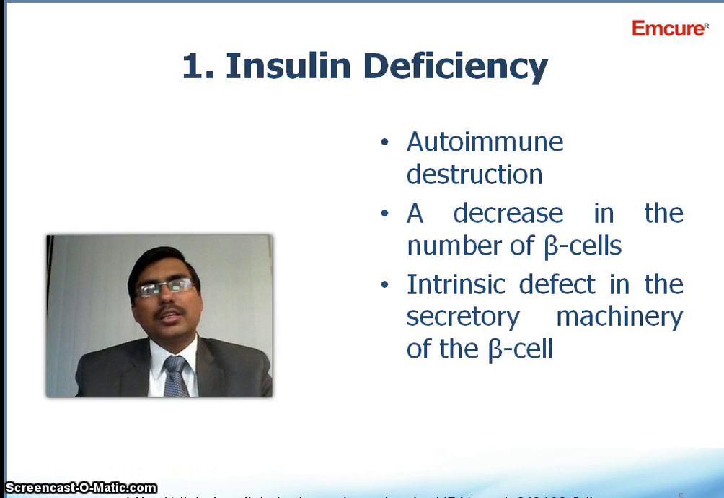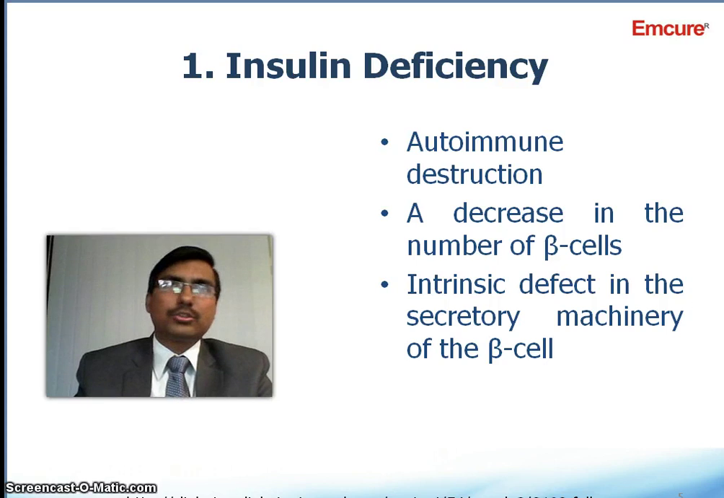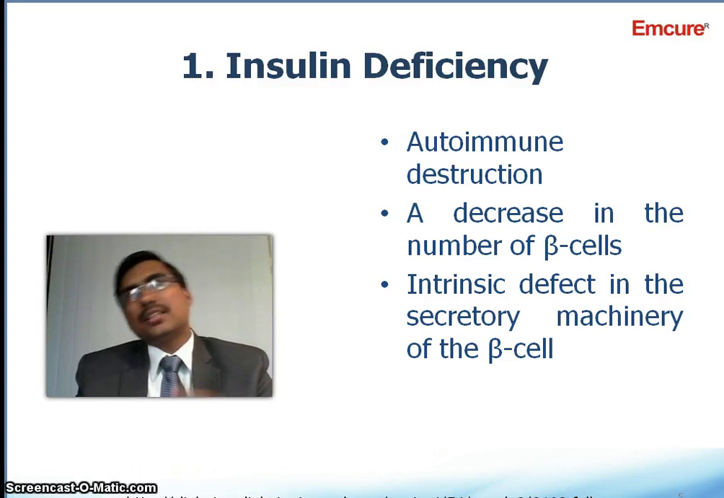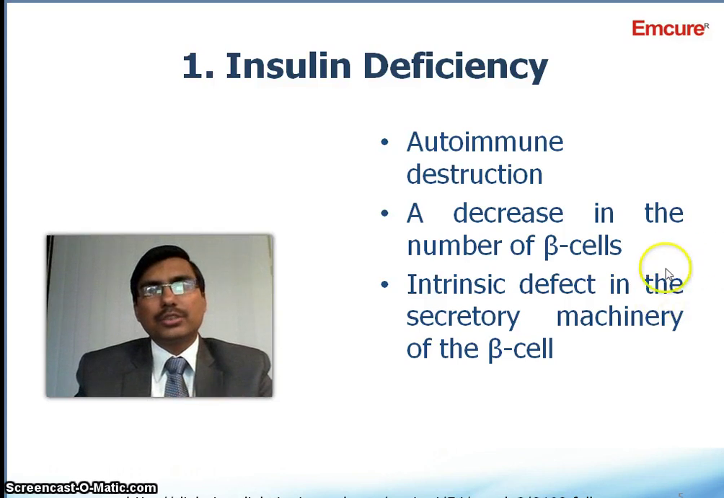The first one is insulin deficiency. In insulin deficiency, what happens is this can result because of the autoimmune destruction of the insulin producing beta cells in the pancreas, and the subsequent lack of insulin can lead to an increase in the blood and urine glucose. A decrease in the number of functional insulin producing beta cells also can lead to insulin deficiency. There can also be an intrinsic defect in the secretory mechanism of the beta cell.